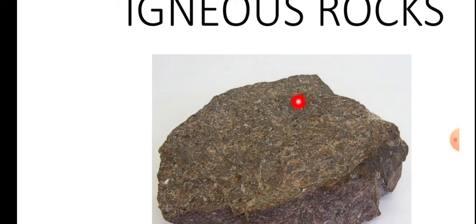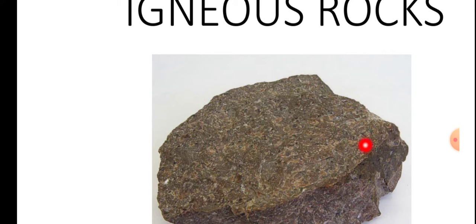Rocks are made with different types of minerals. All the rocks are not made by the same type of minerals. Depending on the minerals they are made of, the rocks are of different types. In this lesson, you are going to learn about three different types of rocks, their formations and the types of minerals they consist of.